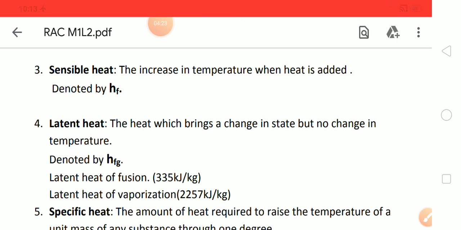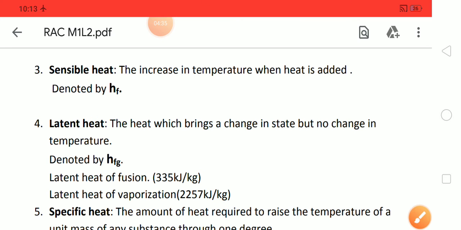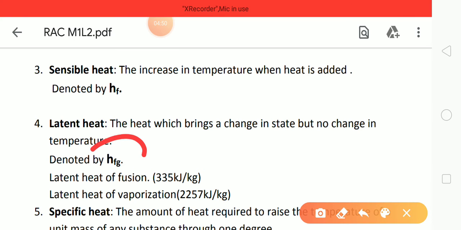One more thing I have to mention. The sensible heat is denoted by hf, very important, h suffix f. That f is for fluid, the sensible heat of the fluid. So we are dealing with fluids. The next thing is latent heat. I have given enough explanation for latent heat. It is denoted by hfg. hfg means the fluid is converting into gas by absorbing an amount of heat.